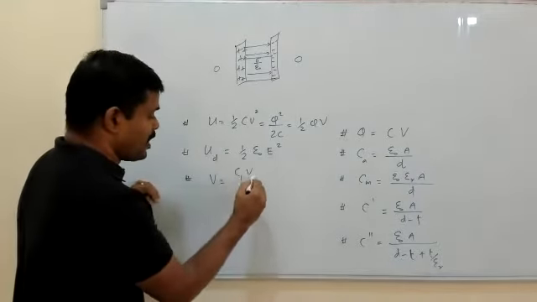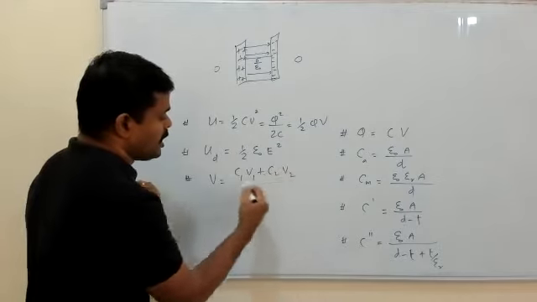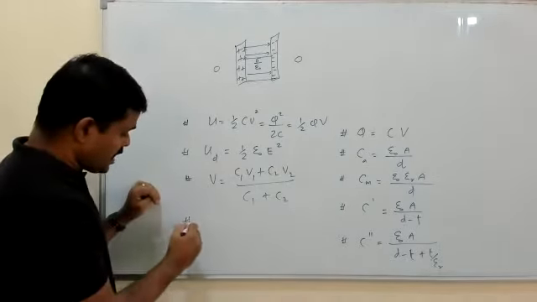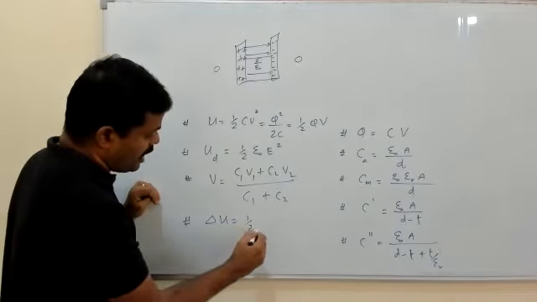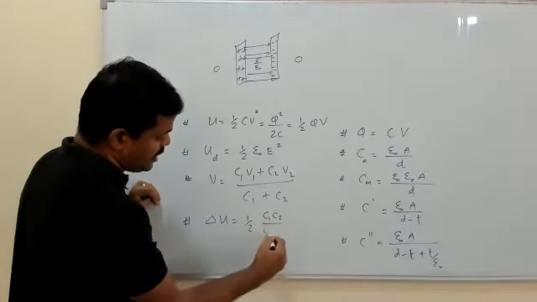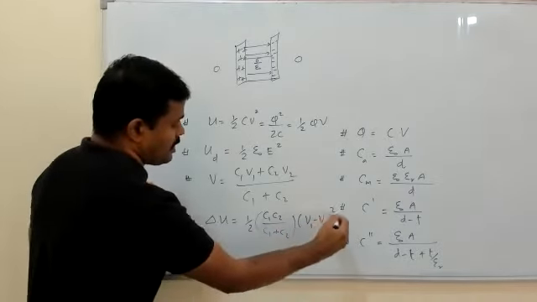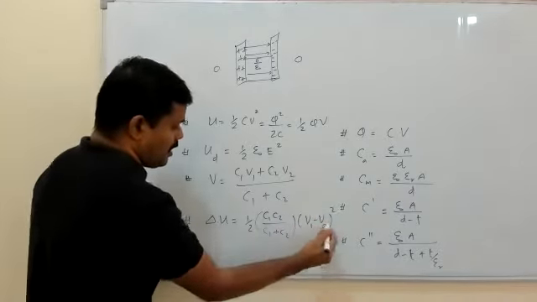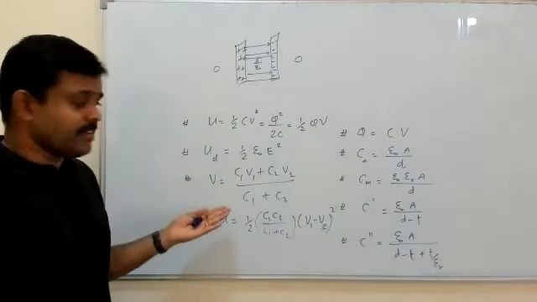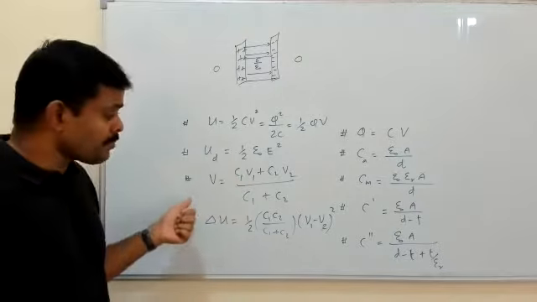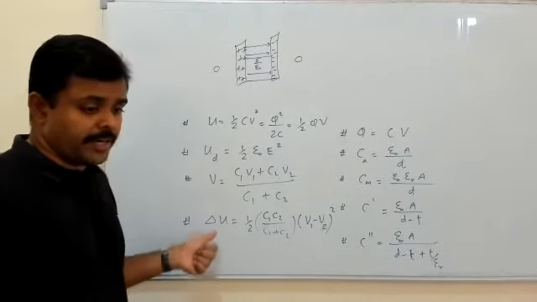One is for common potential: C1 V1 plus C2 V2 by C1 plus C2. I'll explain this now. And the second one: delta U is equal to half into C1 C2 by C1 plus C2 into V1 minus V2 the whole square. If you check your previous school papers, you can see this question being asked so many times. These are important equations. I'll tell you what it means.